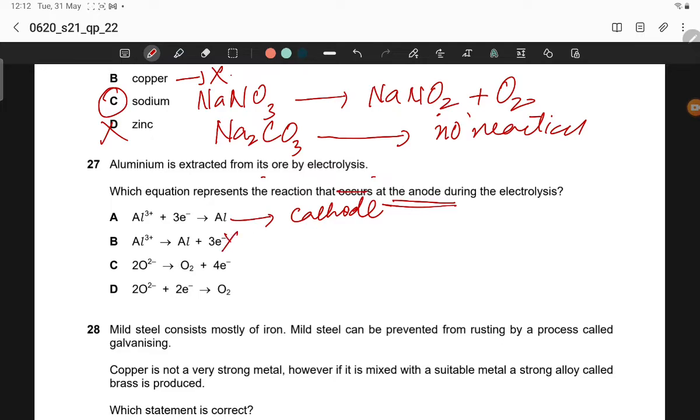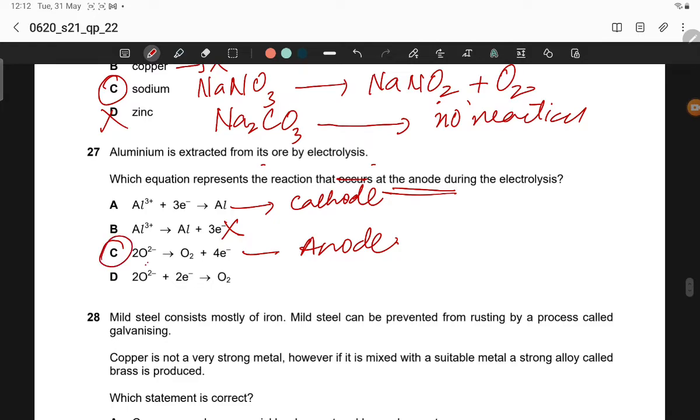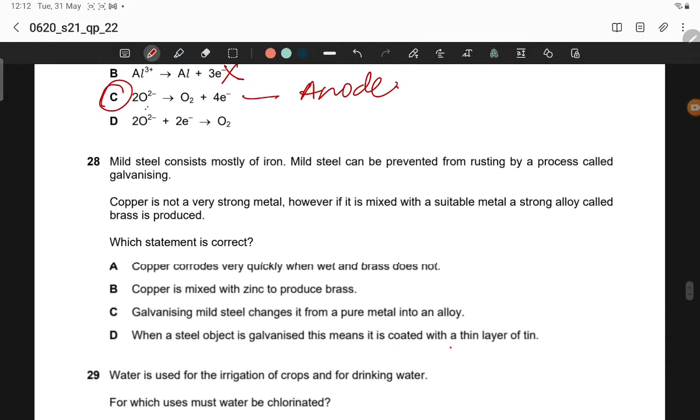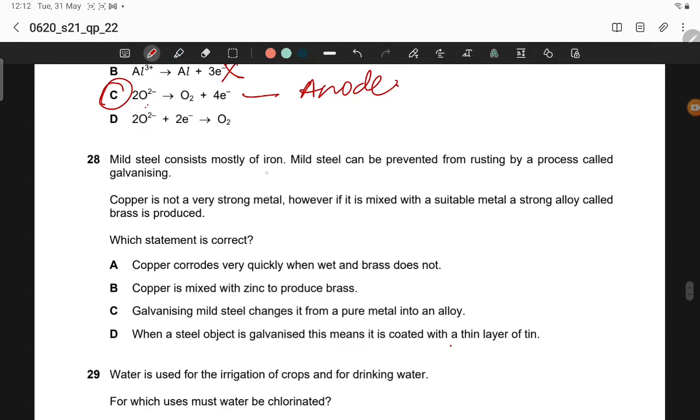This is an incorrect cathode reaction. This occurs at the anode because the anode is the positive plate and the oxide ion is a negative ion, so it discharges at the anode. So this reaction will occur at the anode. C option is correct. Mild steel consists mostly of iron.